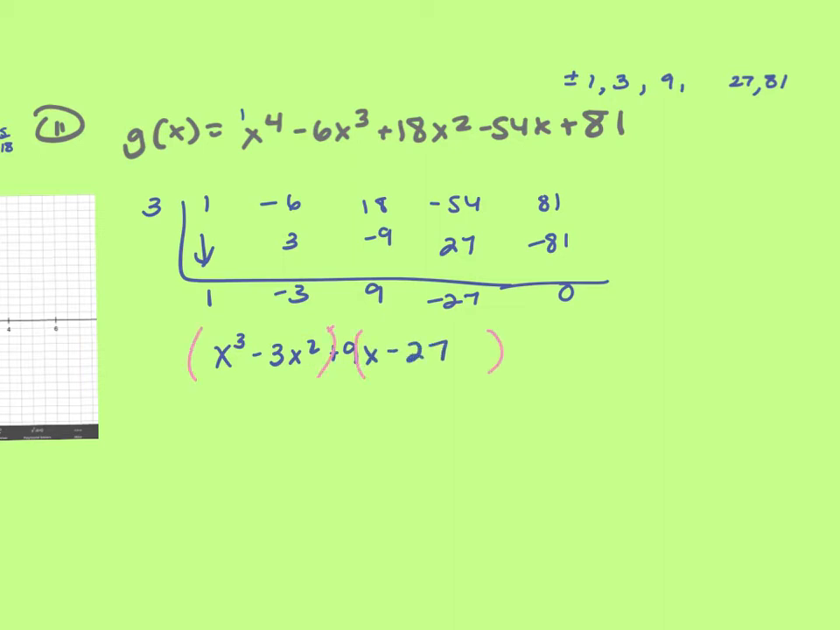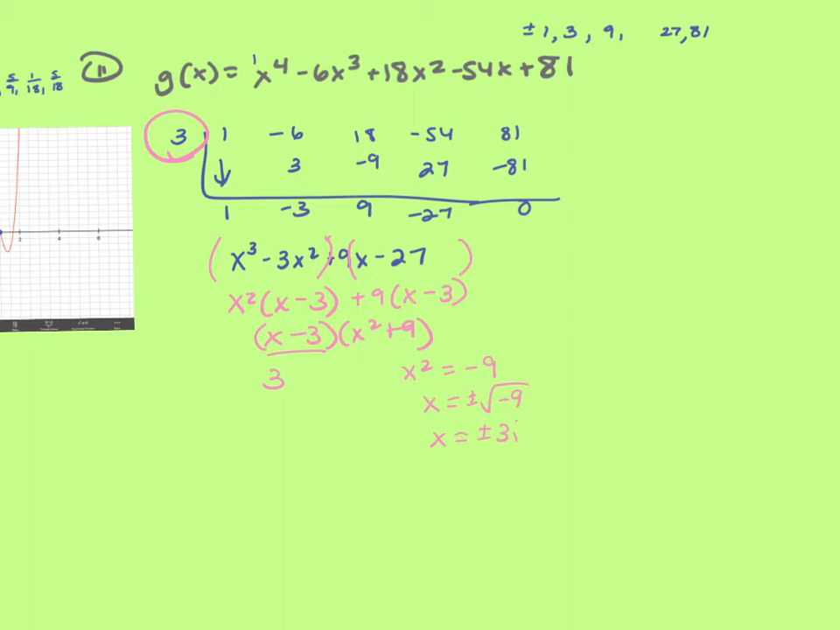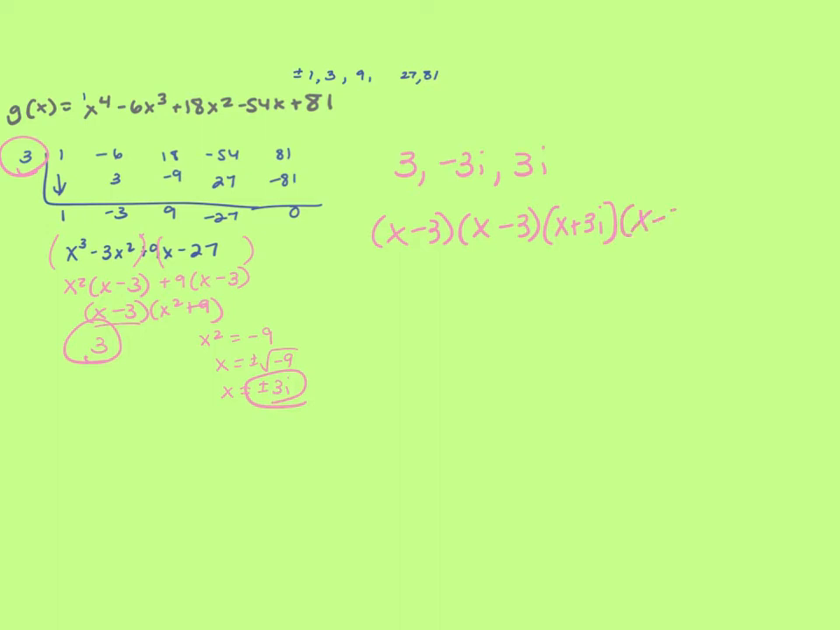Factor by grouping. Take out the x squared here. And I get x minus 3 and x squared plus 9. So the x minus 3 gives me a root of 3, but x squared plus 9 would be x squared equals -9. x would equal plus and minus the square root of -9, which is plus and minus 3i. So the first 0 is 3, the second one is 3, and then positive and negative 3i. When you're listing these, you only need the 3 once, but when you're giving it as a product of linear factors, it would be x minus 3 because there were 2 of them, then x plus 3i, and then x minus 3i.